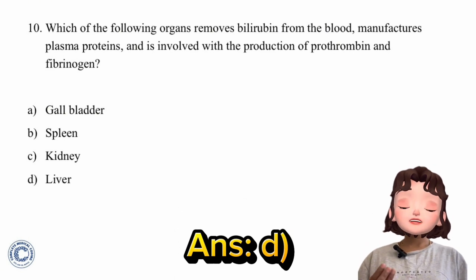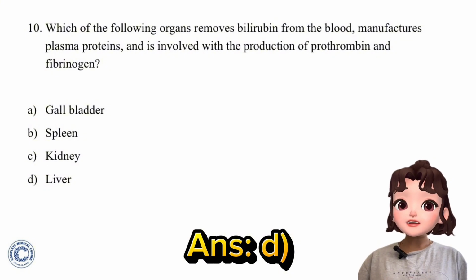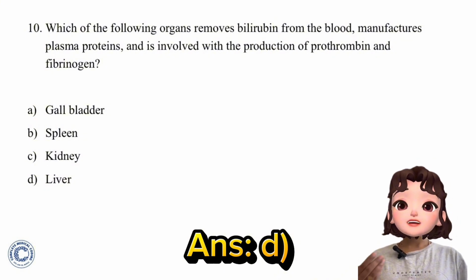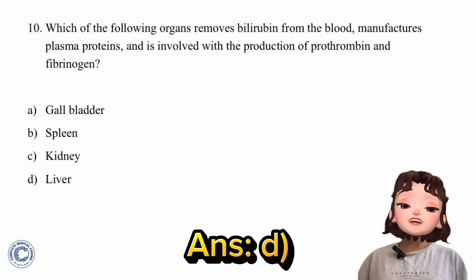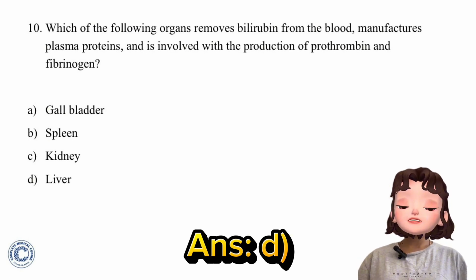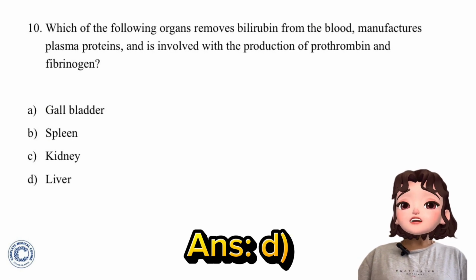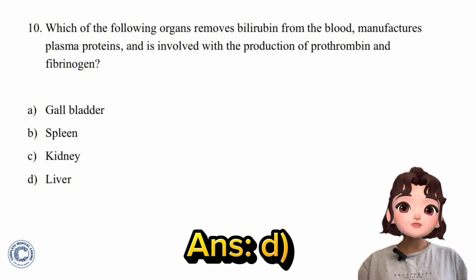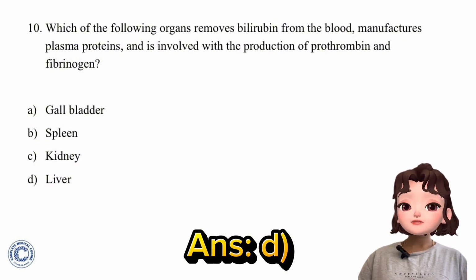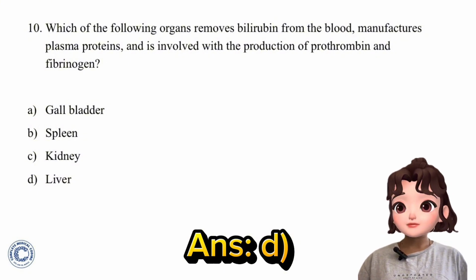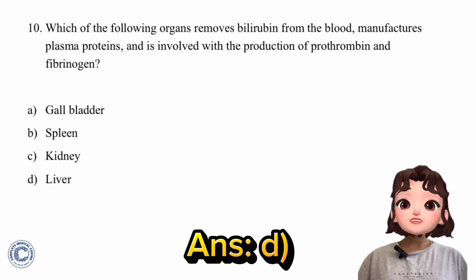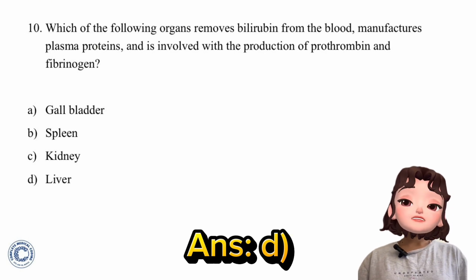So the liver is the organ which removes bilirubin from the blood. And what are the other functions of the liver? It manufactures plasma proteins and is involved with the production of prothrombin and fibrinogen. You could get different types of questions from this question, like which part of the body is involved in the production of prothrombin, or which part of the body is involved in the production of fibrinogen. Like that you might also get questions. So liver is the answer here.